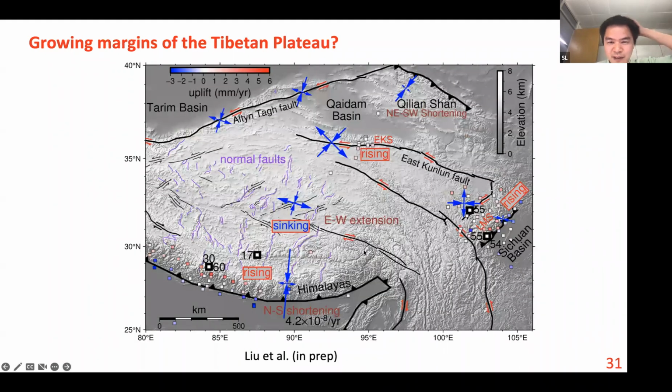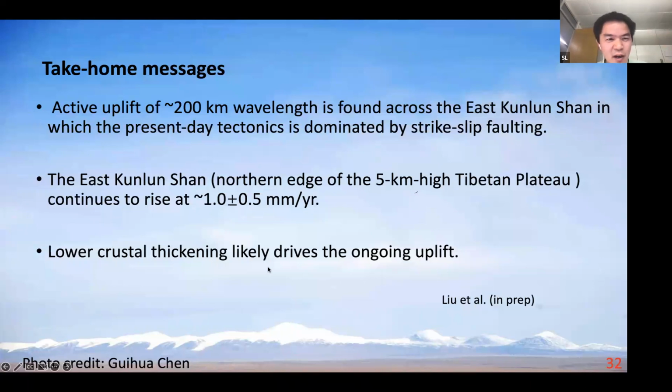Also, if we look at the map view of our results, as well as some previous studies, we found that the margins of the Tibet plateau are still growing upward. For example, the southeastern side, the Longmen Shan region here, and the northern edge, the eastern Qilian Mountain here. This is our result. The southern part, which is the Himalayas, sure, it's uplifting, it's rising.